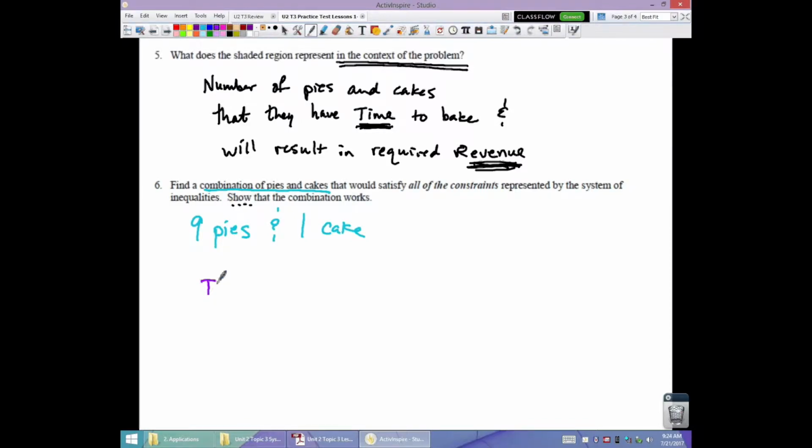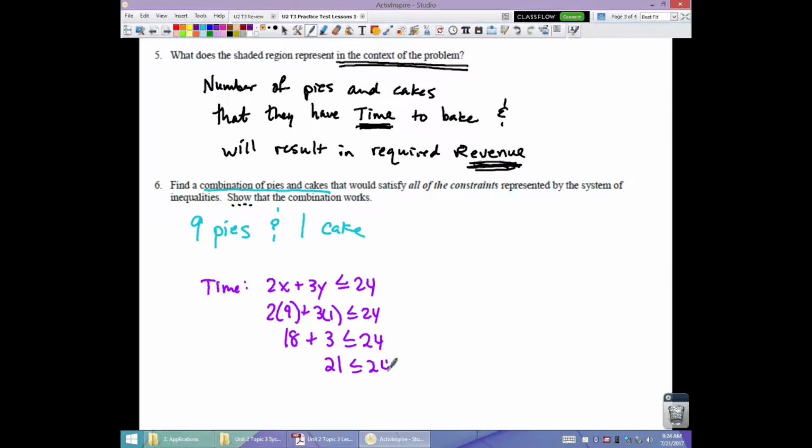Well, remember we had a time constraint, which was 2x plus 3y less than or equal to 24. Well, if I substitute 2 times 9, substitute 1 for y, 3 times 1, 18 plus 3 is 21. 21 less than or equal to 24? Yes, it works for time.